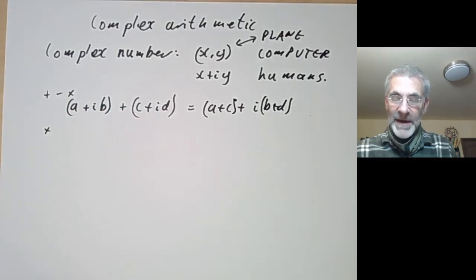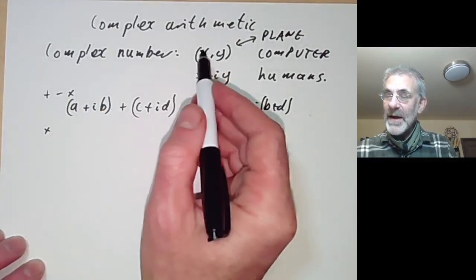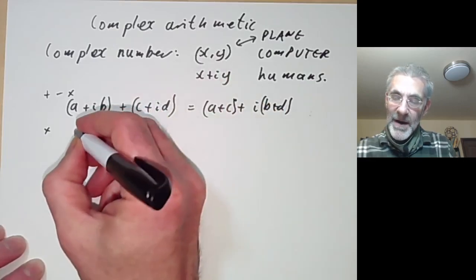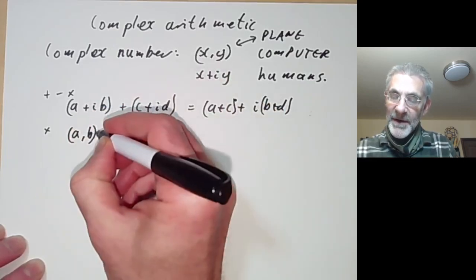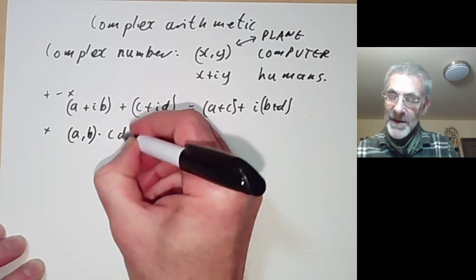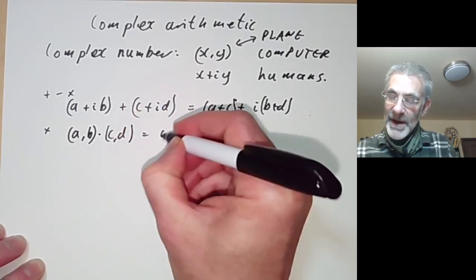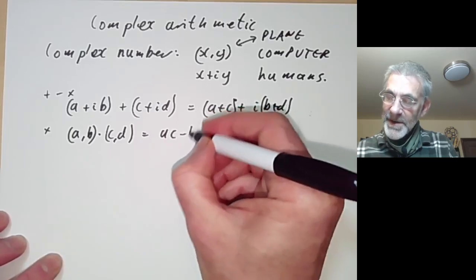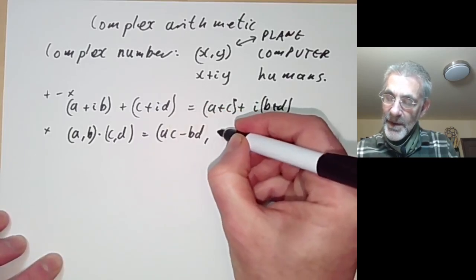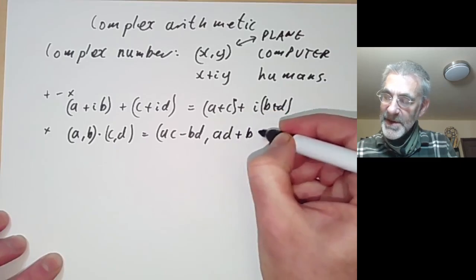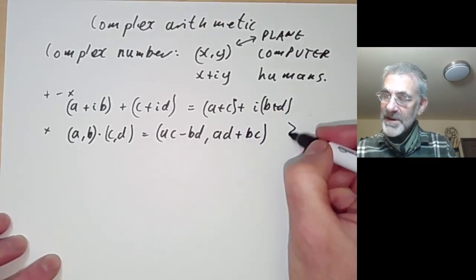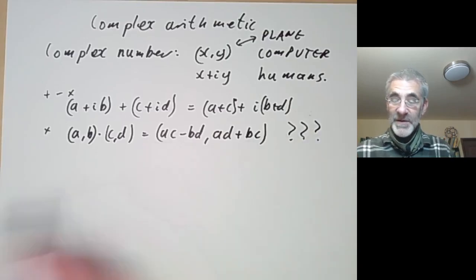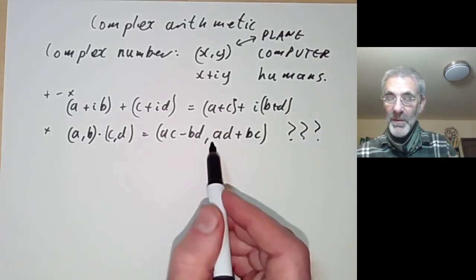Multiplication is a little bit less obvious. If we write numbers as ordered pairs, then the rule for multiplication is given like this: (a, b) times (c, d) is equal to (ac minus bd, ad plus bc). And this looks completely mysterious. You think, where on earth does this formula come from, and you can't possibly remember it.